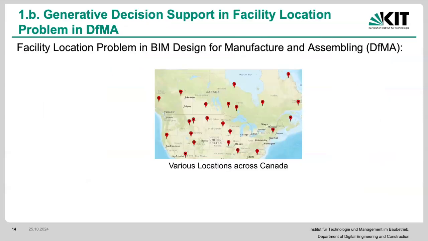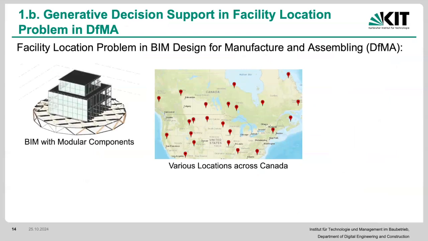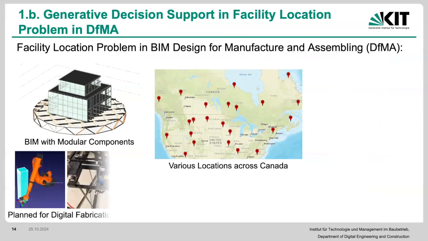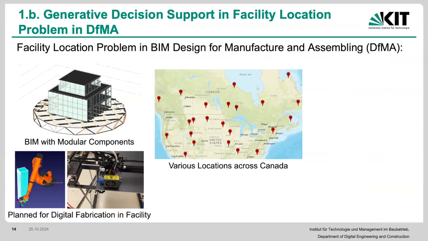Okay, the next one is the facility location problem. Let's say that we have some information modeling scheme that we've modularized into modular components. And then we also have planned for digital fabrication. This is also sometimes called design for manufacturing and assembly, so that we've designed something that, based on existing digital fabrication technology, we know we can build and deliver to the specifications. This could be structural specification, geometry, all of these aspects. This is where the whole area of design for manufacturing and assembly comes in.